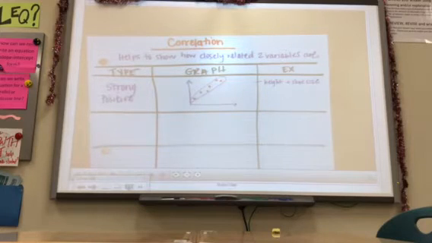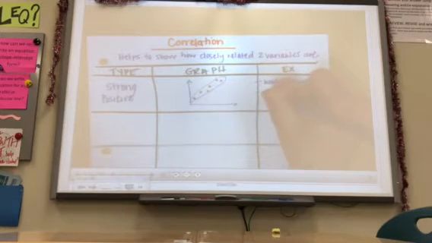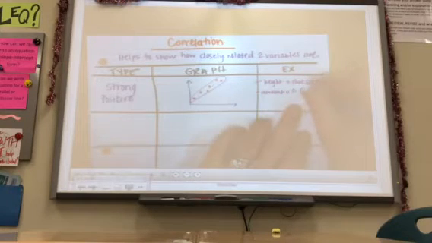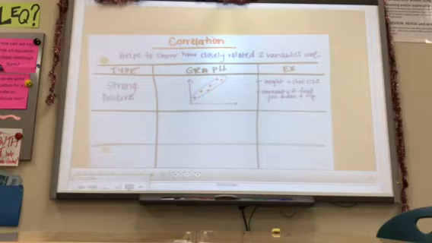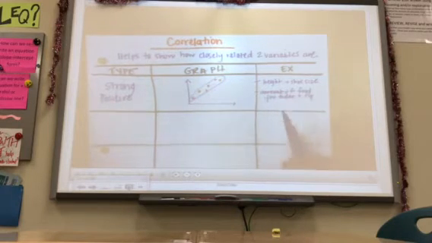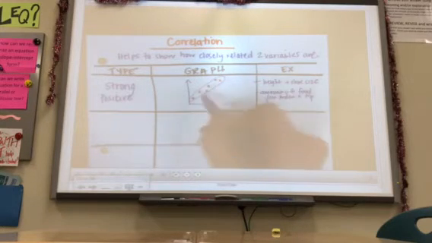Some examples of this might be, like I mentioned, height and shoe size. Another example might be the amount of food you order and the tip you leave, because with the amount of food you're ordering, there'd be a larger bill. So the larger your bill is, the more your tip is. That tends to be the case. So that is strong positive.